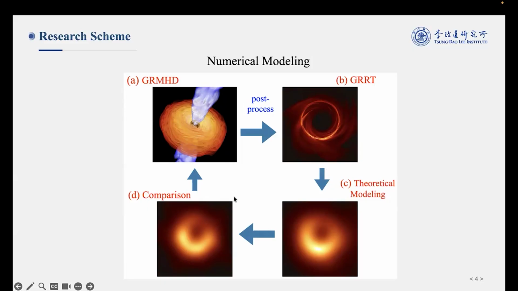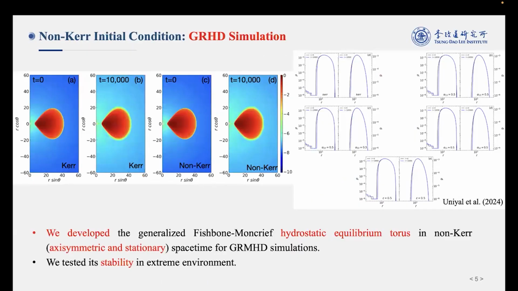So the first challenge is to have an initial condition for your torus solution. What we were more interested in was how to get this initial condition in a consistent way, so that you can actually compare it with the known Kerr solution. In this paper we published in 2024, we developed a generalized Fishbone-Moncrief torus solution, and we tested its stability in the hydrodynamical equilibrium regime.